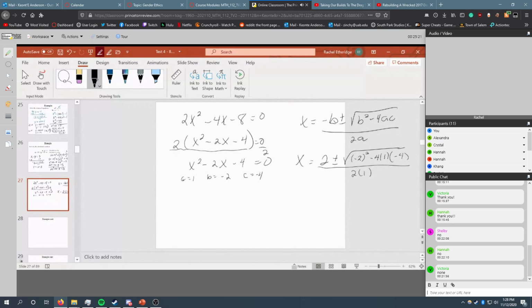So I'm going to go over here to the side and do the radical. I don't like to keep carrying that stuff around. So that's going to give me 4 plus 16, because that's a negative and that 4 is a negative. So that's minus -16. So that's plus 16. So that's the square root of 20. If I break that down into the perfect square, 4 times 5 is 20. So that's 2 times the square root of 5.